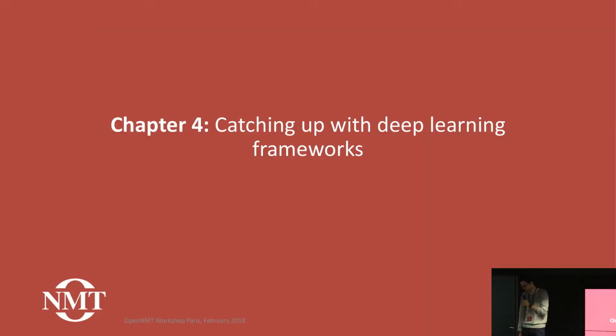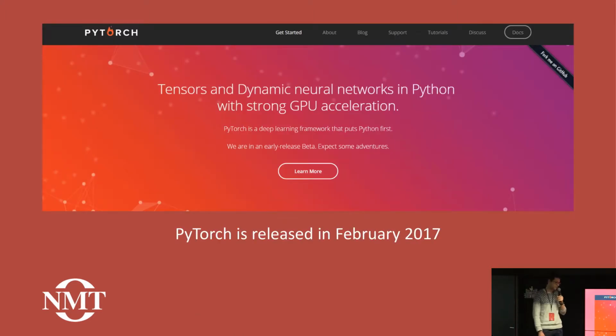The next chapter came quite quickly in the development of OpenMT. I think it was about 2 months after the first release. And we already needed to catch up with deep learning frameworks. And at the time, it was, of course, PyTorch that was released in February 2017. And for us, it was a bit strange because it was only 2 months after the first release, and we already had this feeling that our software was outdated. But I mean, that's the deep learning thing. I mean, we need to work with that.